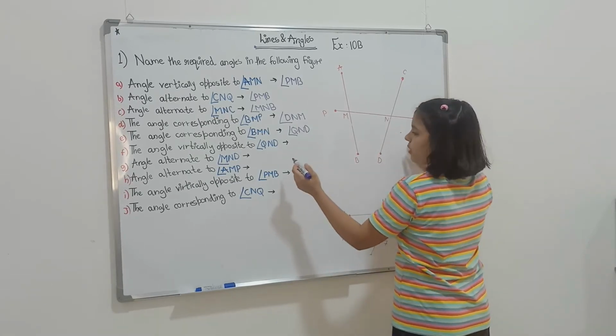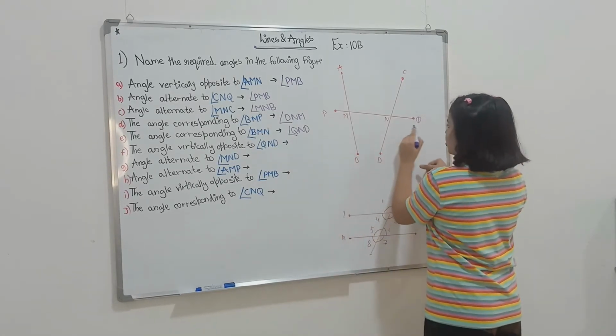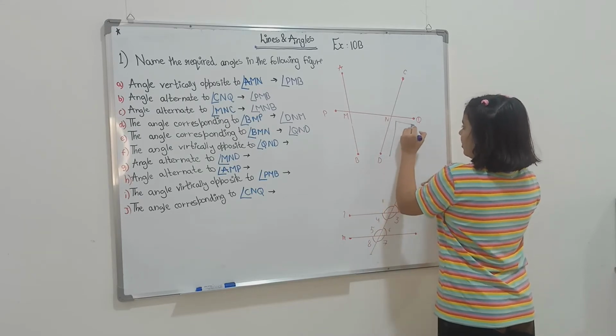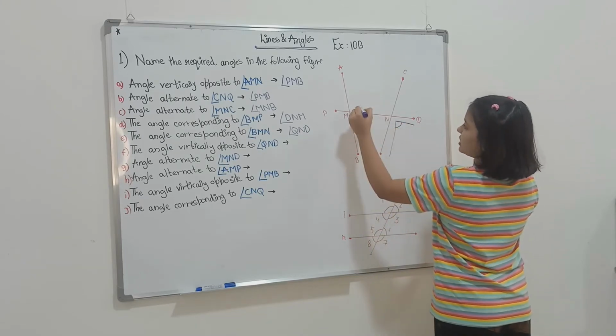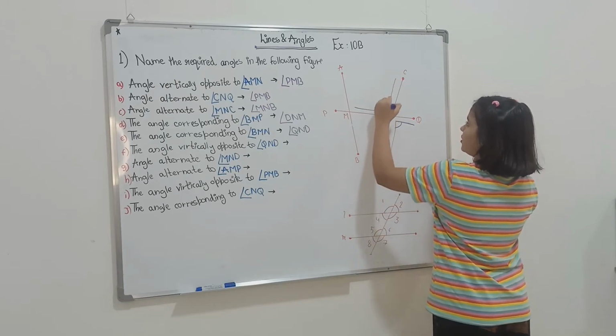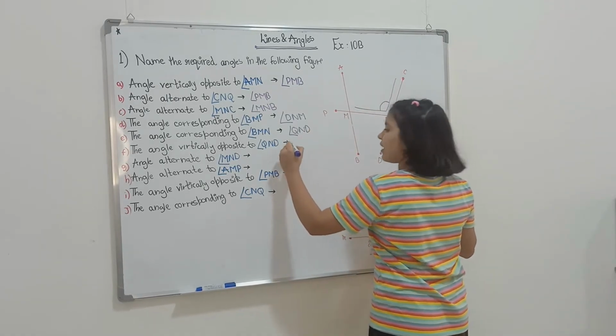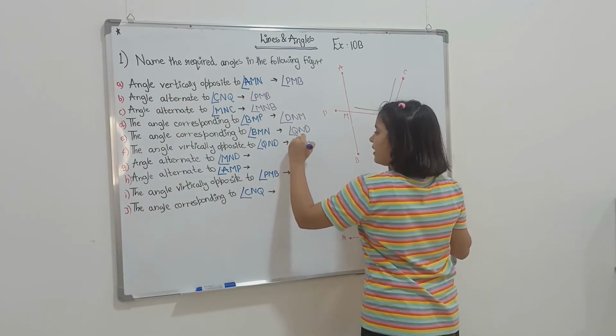Next is angle vertically opposite to Q and D. Now angle vertically opposite to Q and D is MNC. These two are vertically opposite angles. So angle MNC.